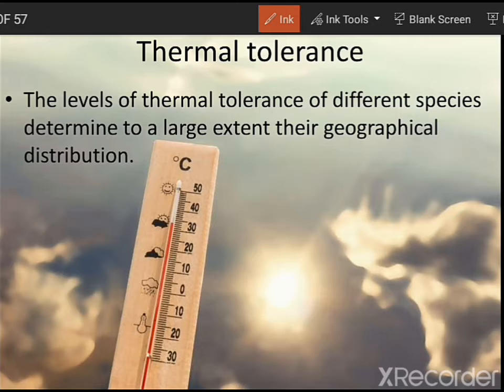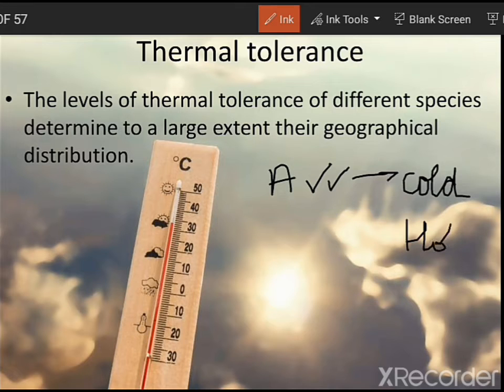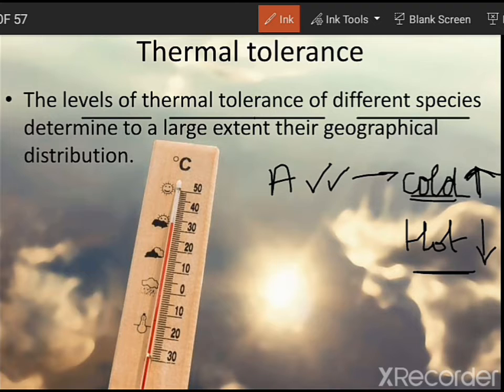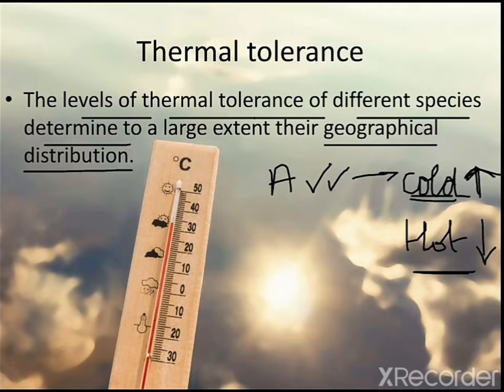Suppose I have a group of organisms A, and they are extremely fit to be in colder conditions rather than hotter conditions. Then the number of species in that group is going to be higher in colder conditions, and lesser in hotter conditions. So the levels of thermal tolerance of different species determine their geographical distribution. Thermal tolerance is the most important factor that determines the geographical distribution of a particular species.